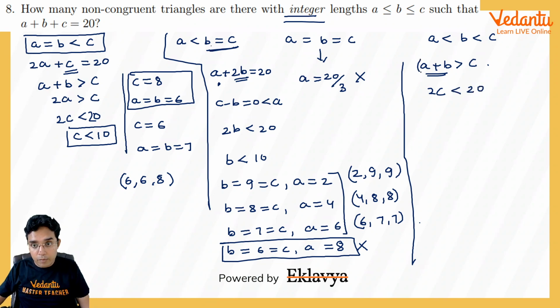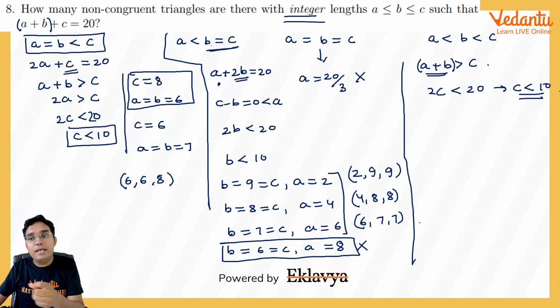Dear all, I am repeating this step. A plus B is greater than C. So if in place of A plus B I am putting C, I am putting a lesser value. So 2C has to be less than 20. So this C has to be less than 10. So in this case, my largest side has to be less than 10. I hope this is clear.